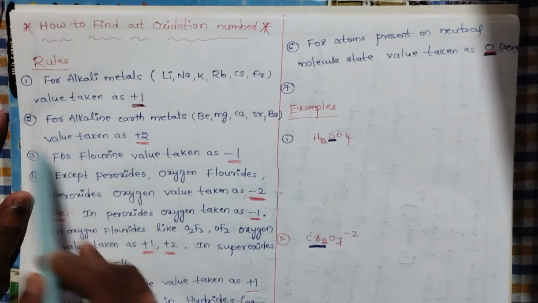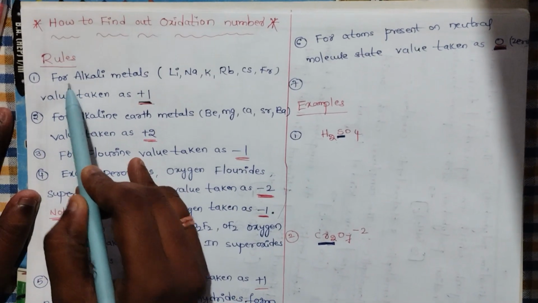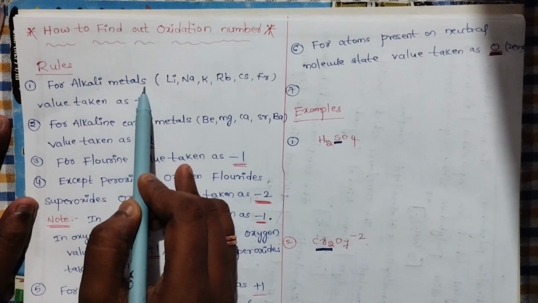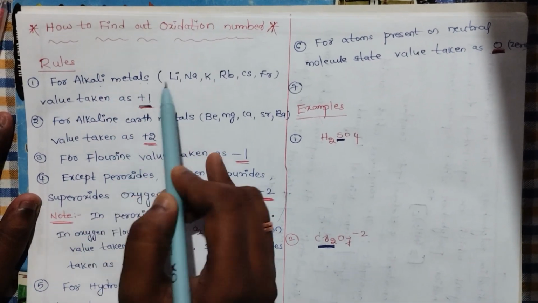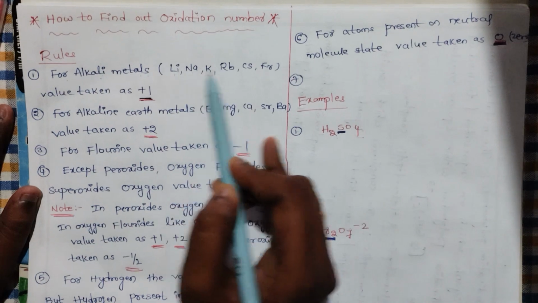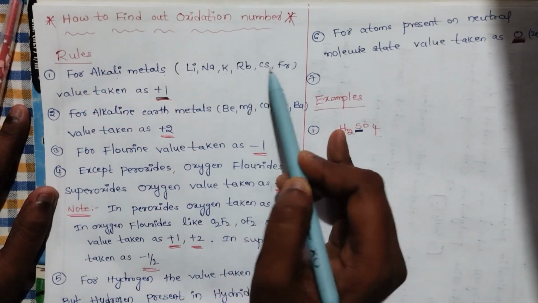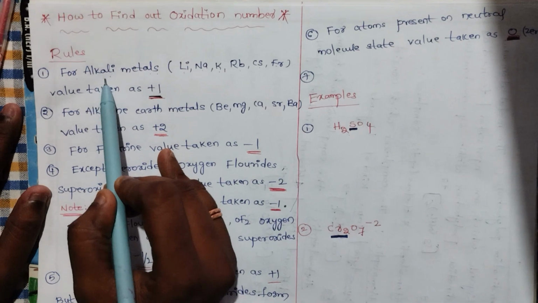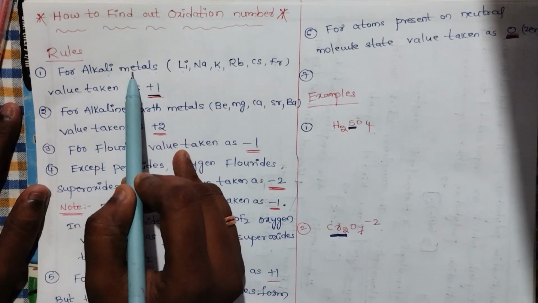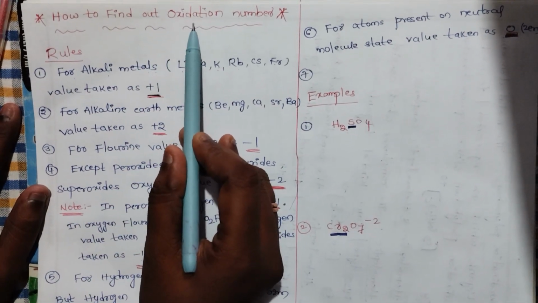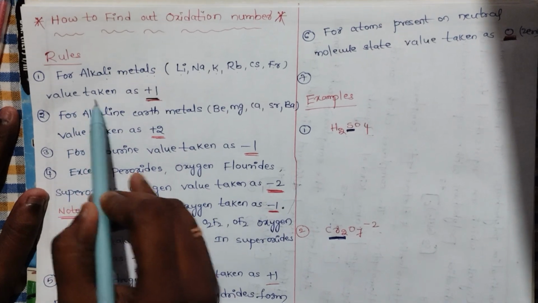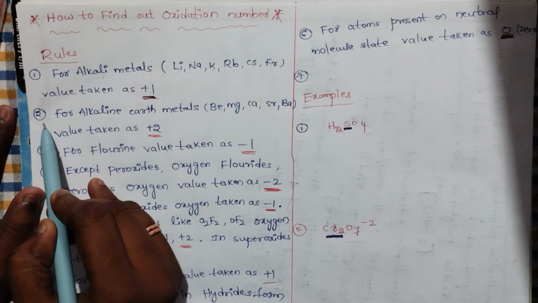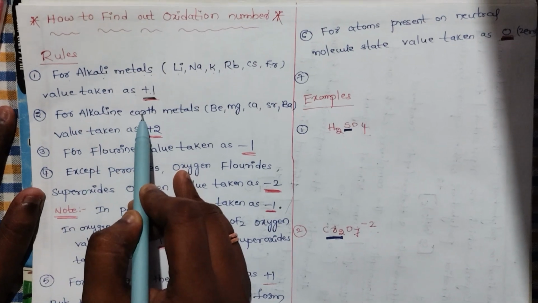The first rule is for alkali metals, which are the first A group elements. The alkali metals are lithium, sodium, potassium, rubidium, cesium, and francium. For alkali metals, the oxidation number we take is +1. What about the second rule? It is for alkaline earth metals.